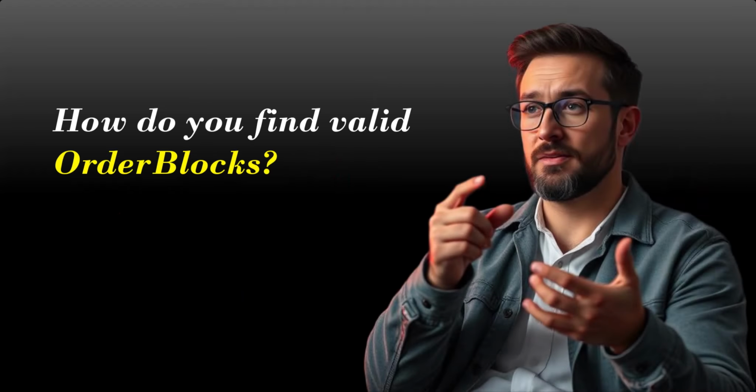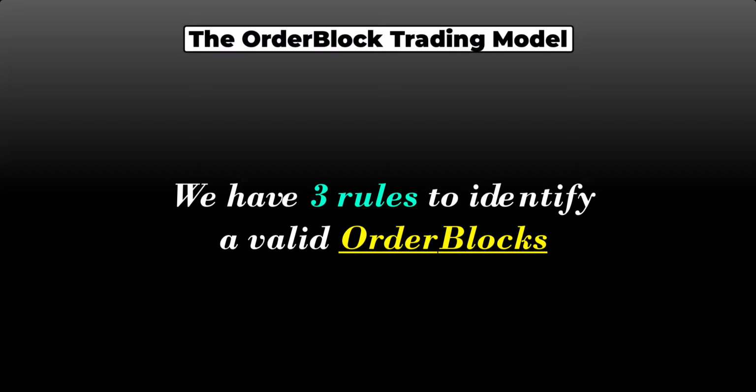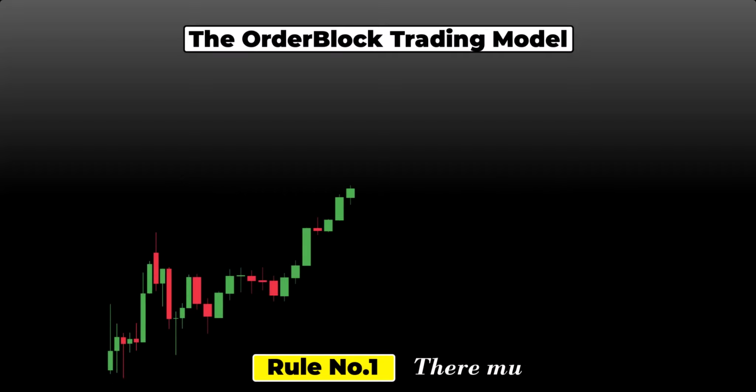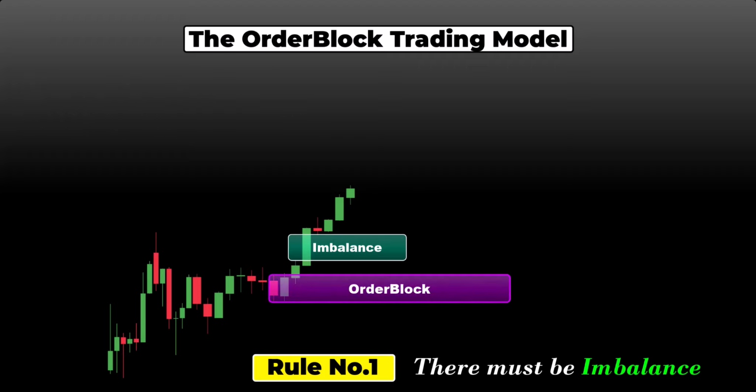So, how do you find valid order blocks? We have 3 rules to identify a valid order block. Rule number 1, there must be an imbalance. A true order block is born from inefficiency, where price moved too fast and left a gap. That imbalance is key. To mark it, take the last opposite candle before the whole price movement that created the imbalance and draw a rectangle from wick high to wick low.